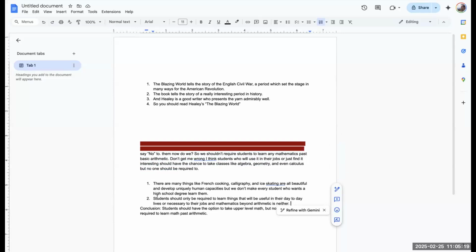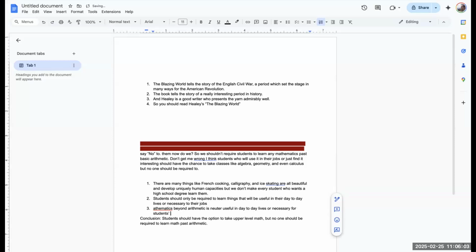Now, we might look at this. Students shall be required to learn things that will be useful in their day-to-day lives or necessary to their jobs, and mathematics beyond arithmetic is neither. These are actually two different thoughts, right? One is a principle of what students should be required to learn. One is a description of mathematics, that it's not useful, right? I think this would actually be better if we broke this sentence down into two premises, because there are two different thoughts being expressed here. So, mathematics beyond arithmetic is neither useful in day-to-day life nor necessary for students' future jobs.